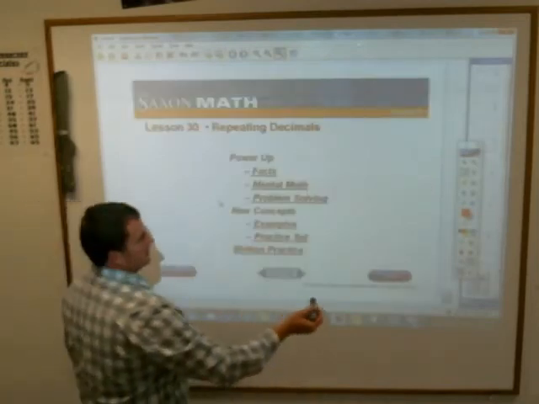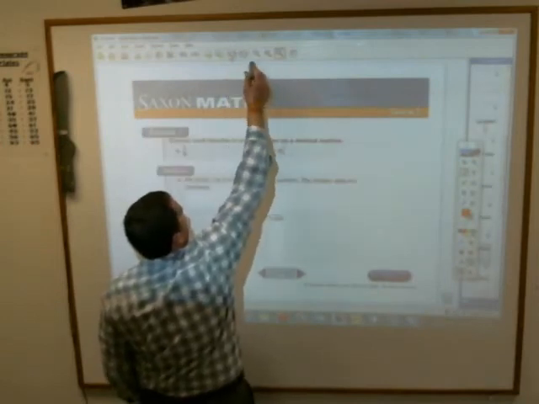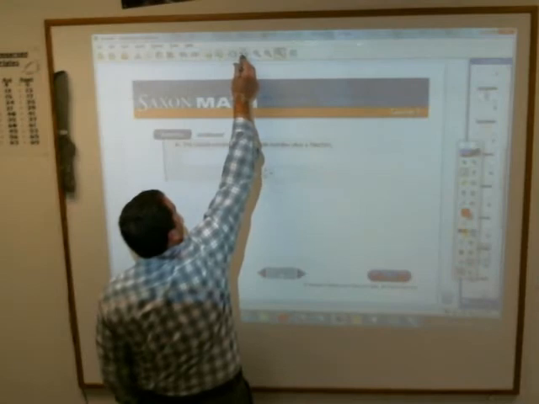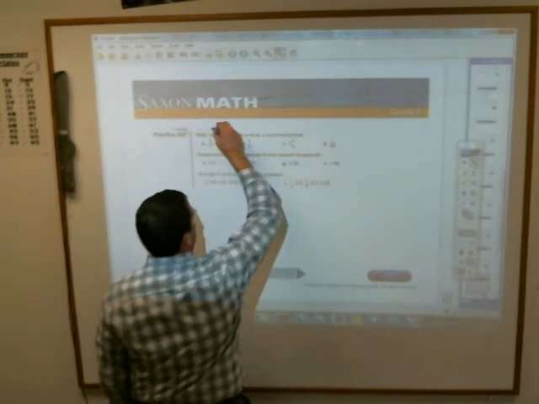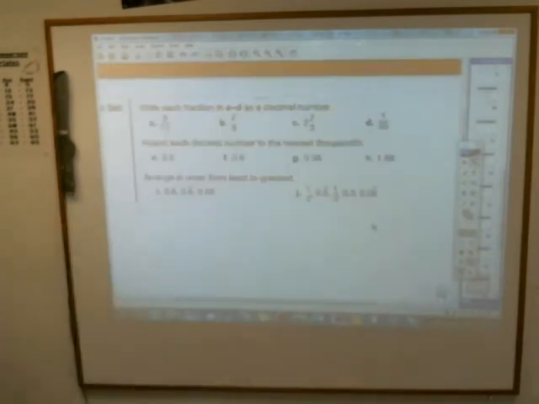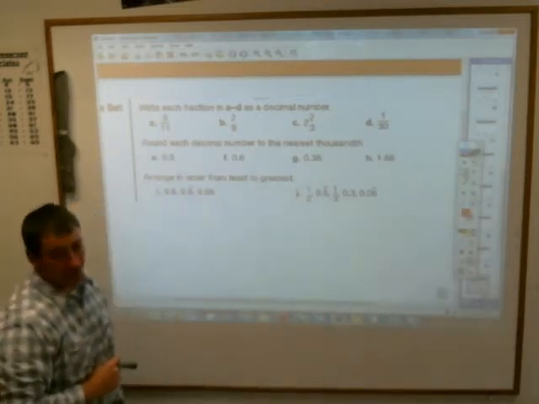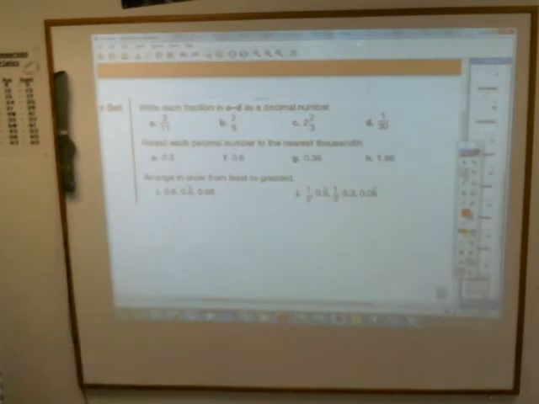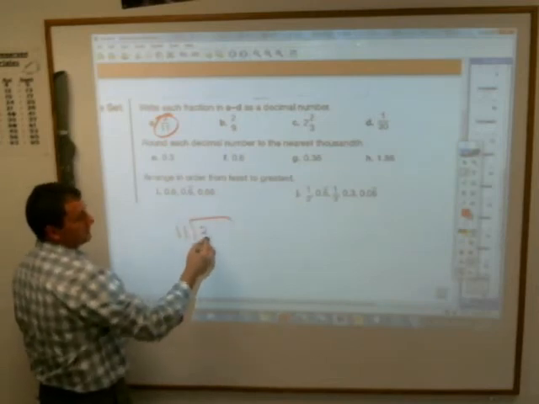All right, let's see what they ask us here. So, here are the questions that you're going to get. Write each fraction as a decimal number. Letter A. Again, use the resources you have. Do we have 11ths on our sheet? No. If you don't have 11ths, then there's only one way, and that's the hard way, John, which is to do what? You're going to have to divide the bottom into the top.